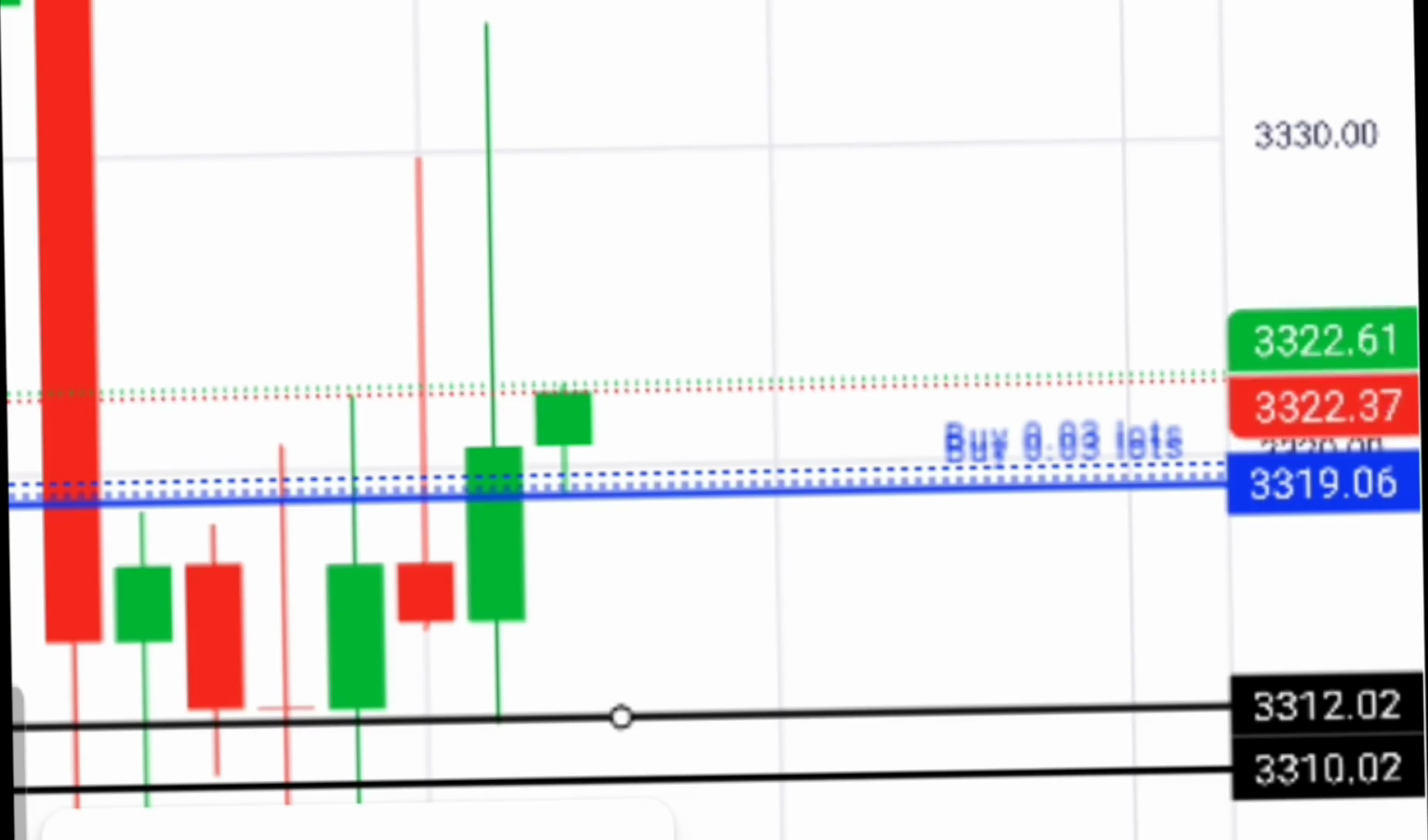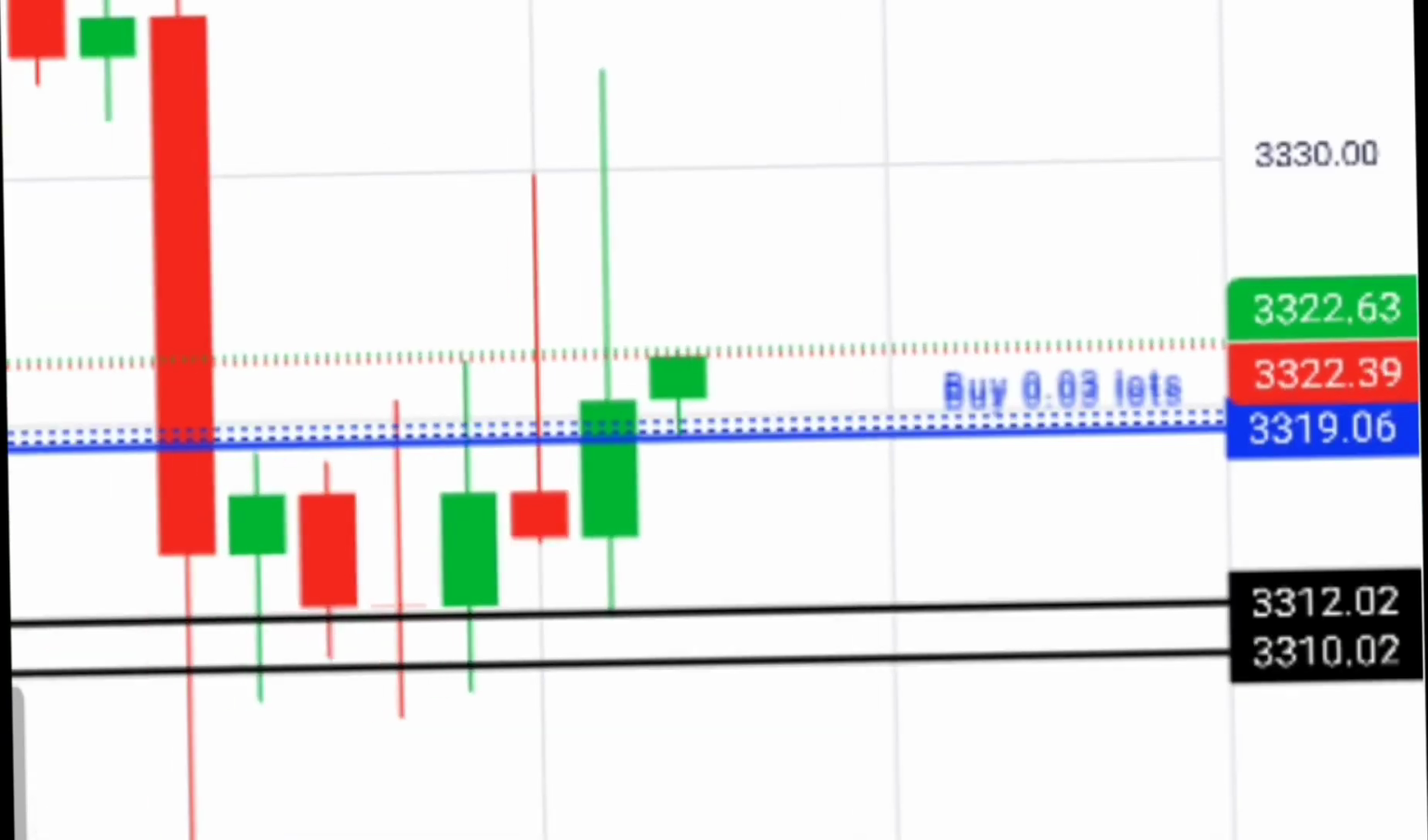So this is one thing. I enter the trade at this point. Now, some people will enter the trade at this point. If they enter the trade at this point, they might put their stop loss here.